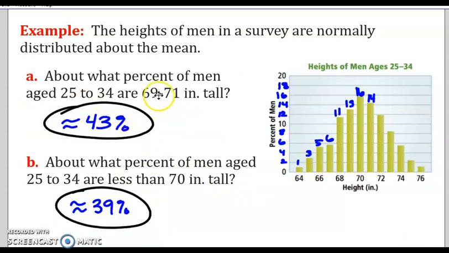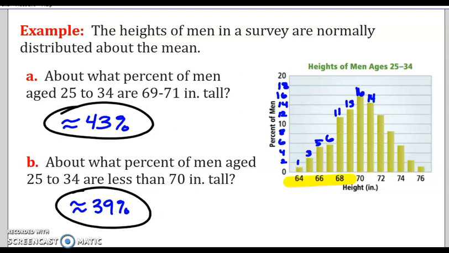So 69 to 71 inches tall, that would be these three columns right here. We'd have to add those three together. In doing so, you'd get about 43%. Similar problem for part B, less than 70 inches. So I'm adding all of these here that are less than 70, 13 plus 11 plus 6 plus 5 plus 3, and so on and so forth.